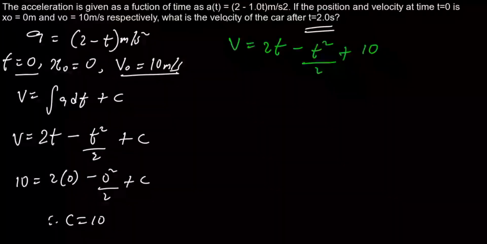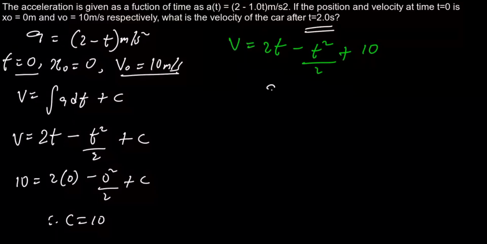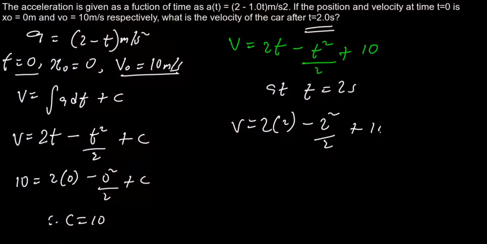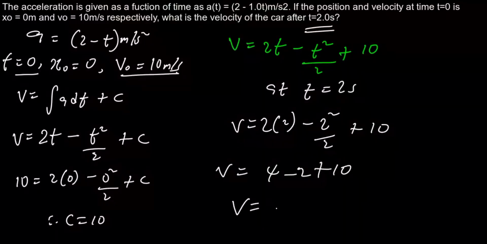Now, we are done with that part. Then after that, we'll find the velocity at t equal 2 seconds. At t equal 2 seconds, what is v equal? Anywhere you see t, put 2. So this will give me v equal 4 minus, this will give me 2, plus 10, and my answer will equal to what? 12. My answer is equal to 12 meter per second. So that is the answer.